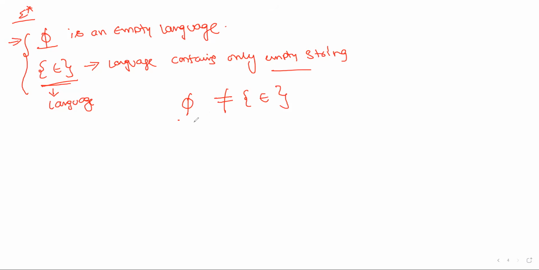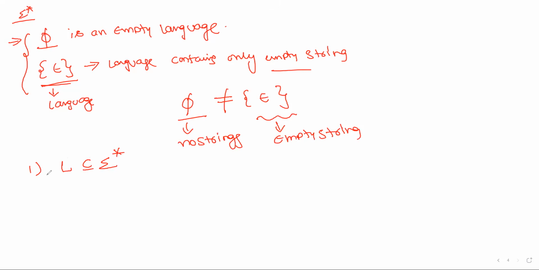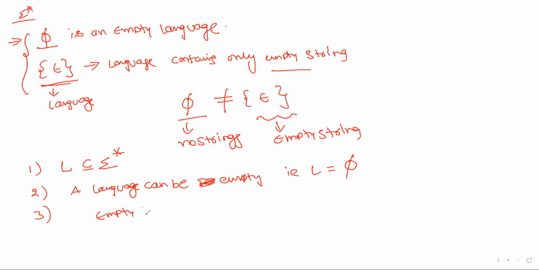You got it? Why? Phi is an empty language, that means it has no strings. The other is a language that has an empty string. You have to observe the difference between phi and epsilon. Okay. Now, based on this, what is the first property? Just now we discussed: L is a language, it is always a subset of or equal to sigma star, that is, L is a language over sigma. Now, a language can be empty. That means L is equal to phi. And the third property: an empty language is not equal to epsilon, that is, L is not equal to {epsilon}.